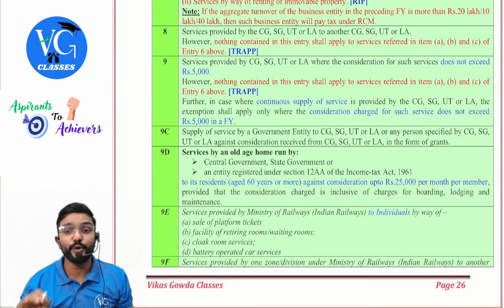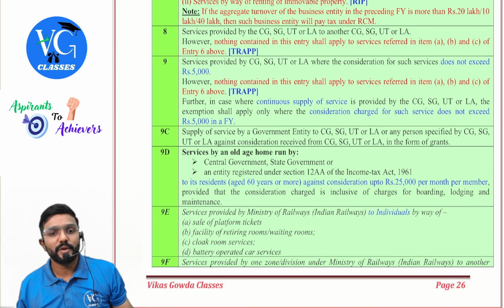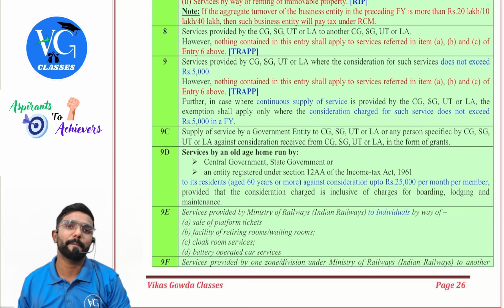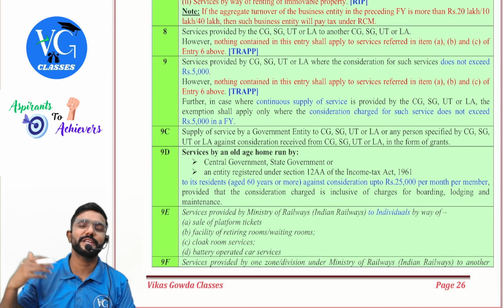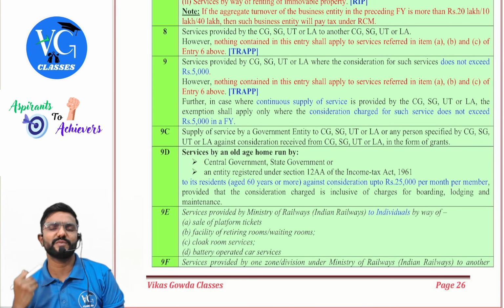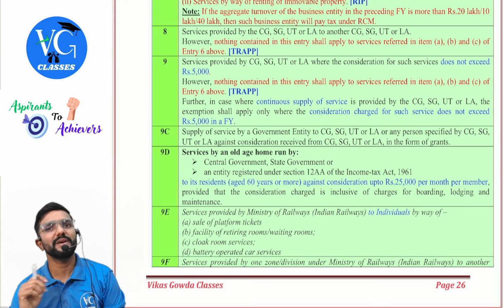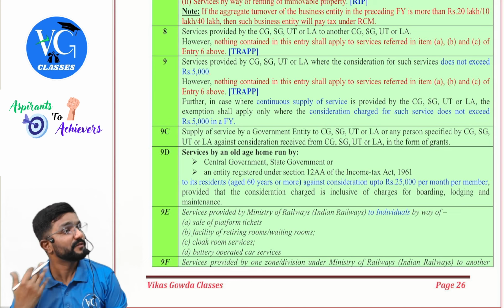Against a consideration of up to 25,000 per month per member, provided that the consideration charged is inclusive of charges for boarding, lodging and maintenance. Now assume, sir, some aged people are taken care of by any government entity or charitable trust which is registered. If they are charging up to 25,000 per month per member, not taxable. More than that means fully taxed.